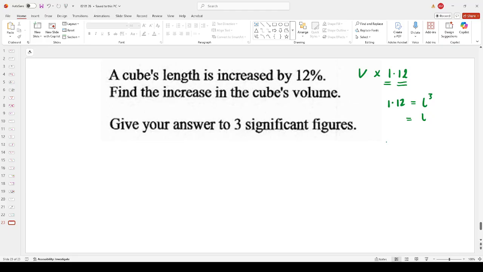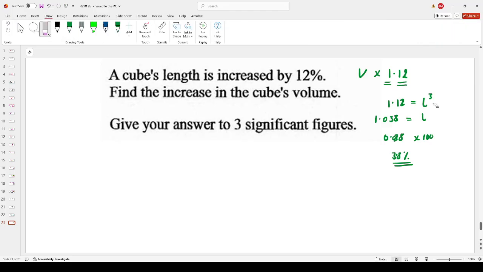Who got 1.038? And then you take away the original one. And then you times it by 100. Who got 3.8%? No, it's not 3.8%. Wait, what did I do here? Nope, sorry, ignore me. Let's do that again.